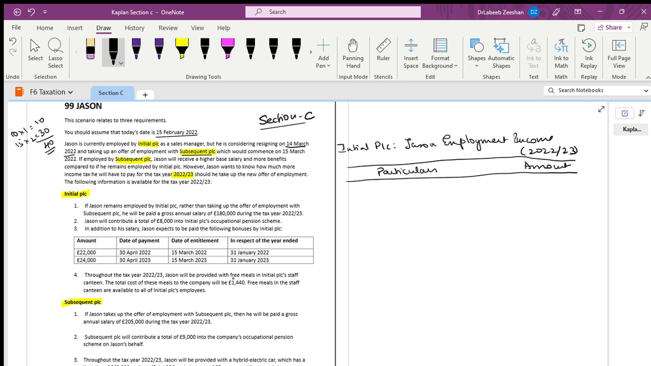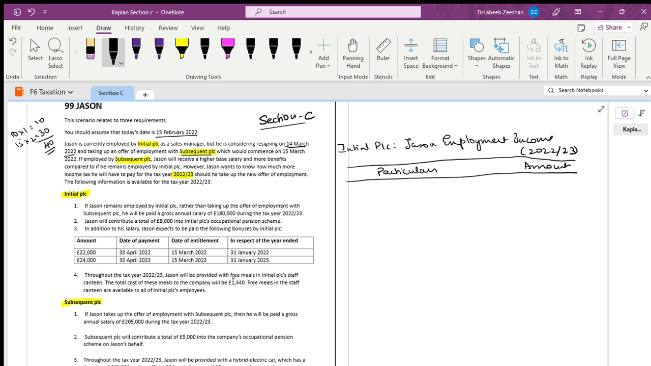Now, what it says, are you here? Is it clear for you? Sorry, Mr. Labib, I lost the connection for seconds. Okay. Is it clear for you now?